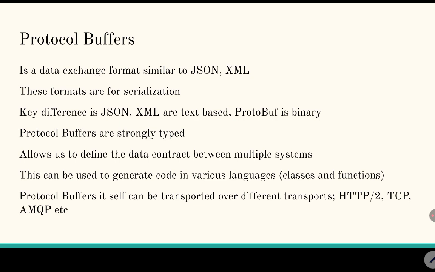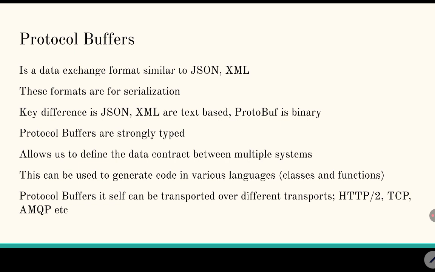Right. So talking a little bit about protocol buffers, it is a data exchange format similar to JSON and XML. It's a kind of a serialization format. You can think of it that way. So JSON and XML are serialization formats. Likewise, protocol buffers is also a serialization format. The key difference between XML, JSON and protocol buffers is that XML and JSON are text based serialization formats, whereas protocol buffer is a binary serialization format when it goes on the wire, right?